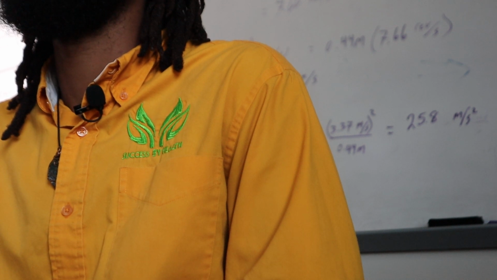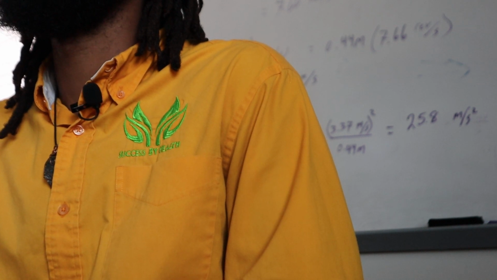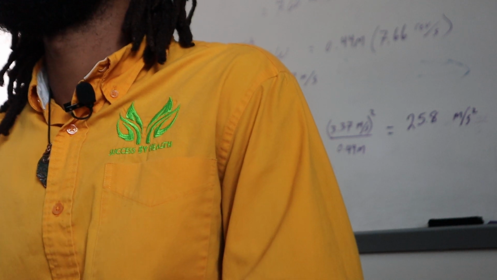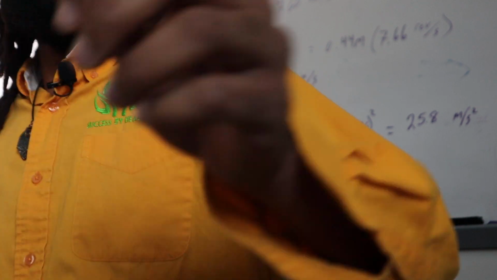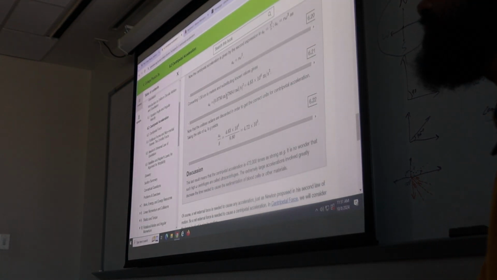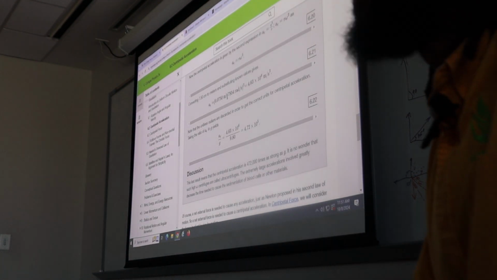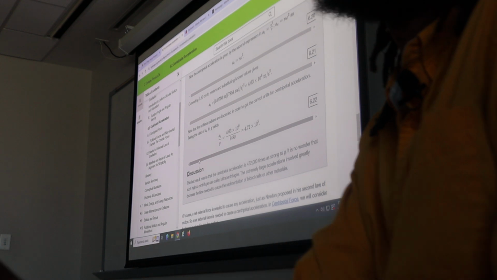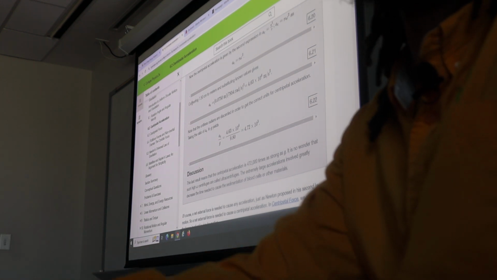Wait, so for the calculation, I got the centripetal acceleration. Will we have to figure out the centrifugal acceleration, or is that just the opposite? It's the same thing. Should be the opposite, yeah. Okay. It'll be the opposite. It's centripetal.